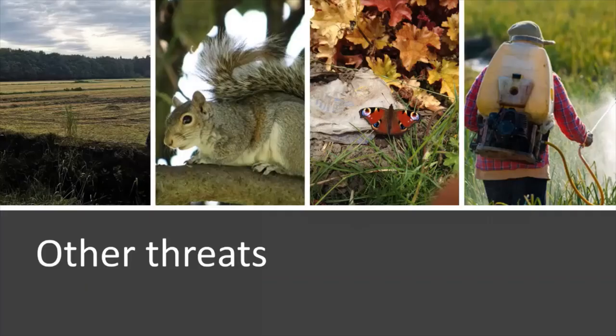Other environmental impacts include litter, pollution, overhunting, pesticides, invasive species, and climate change. More information on the threats to biodiversity can be found on the Green Schools website and in the Green Schools Biodiversity Handbook.